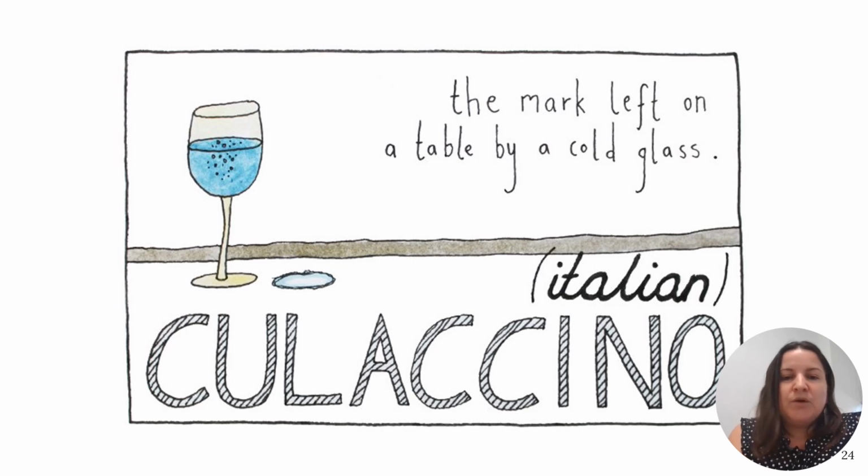In Italian, the word culaccino refers to the mark that's left on a table by a cold glass. Again, cold glasses anywhere in the world will leave a mark on the table, but only Italians noticed it so much, or it's so important to them culturally, that they have a word for it.